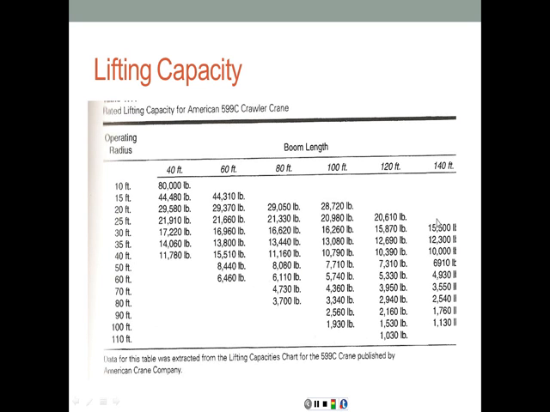Of course, the longer the boom, as you can see here, for example, with the 140 foot boom, it operates at a radius of 30 feet. It can lift 15,500 pounds. And at 100 feet, that's a far reach, it can have only 1,130 pounds.